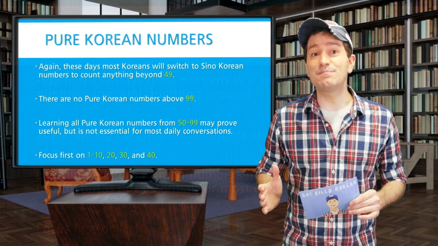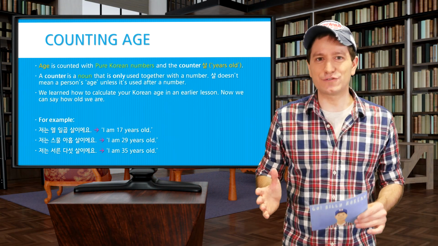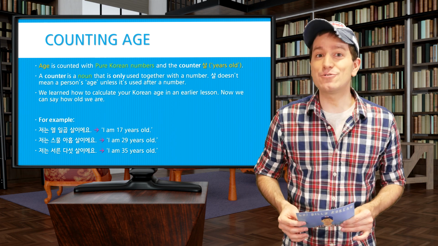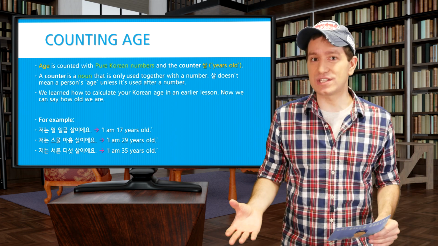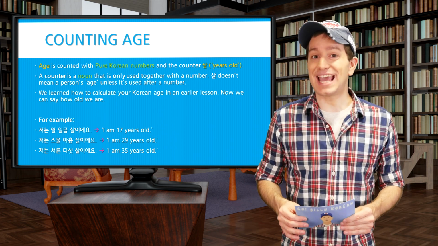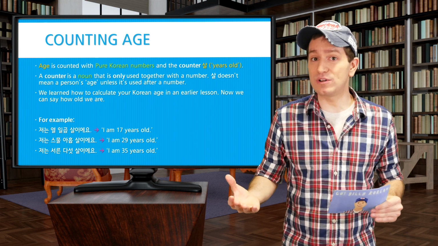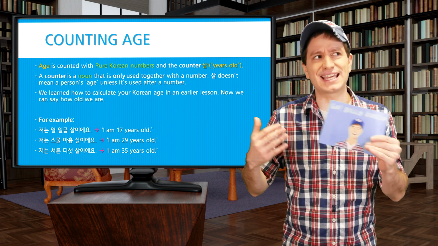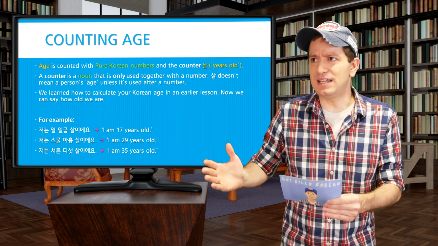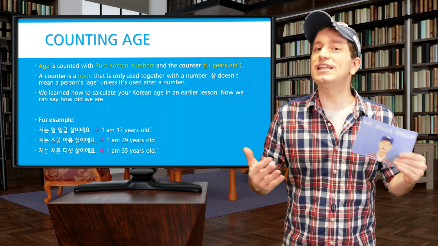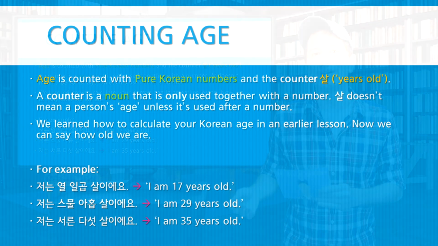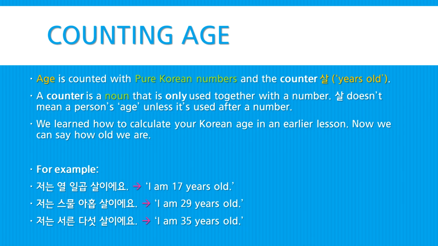Next, let's look at something that you can use pure Korean numbers for right away, and that is counting someone's age, how old someone is. And you can do that using the counter 살. Now, 살 is a counter, meaning a noun that is used together with numbers to count something. 살 does not mean age by itself, but only when used together with a pure Korean number. And we learned how to calculate your Korean age in an earlier lesson. So now we can use this counter, 살, to say how old we are.